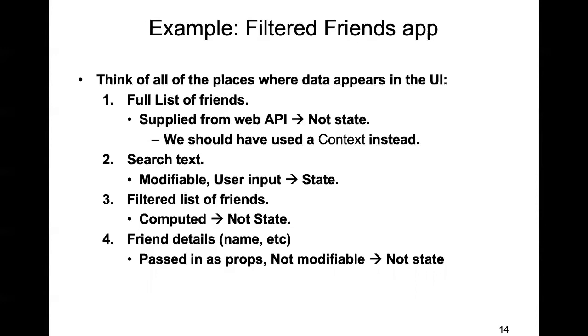Number 2 there, the search box or the search text, that's data, but it's modifiable, so it's very much a candidate for UI state. Number 3, the filtered list of friends, that's actually computed, and anything that's computed should not be stored in UI state. And number 4, if you took any particular friend displayed on the UI, like their name and their email, that's data as well. But that was data passed in as props to the friend component, if you remember. So it wouldn't be state either.